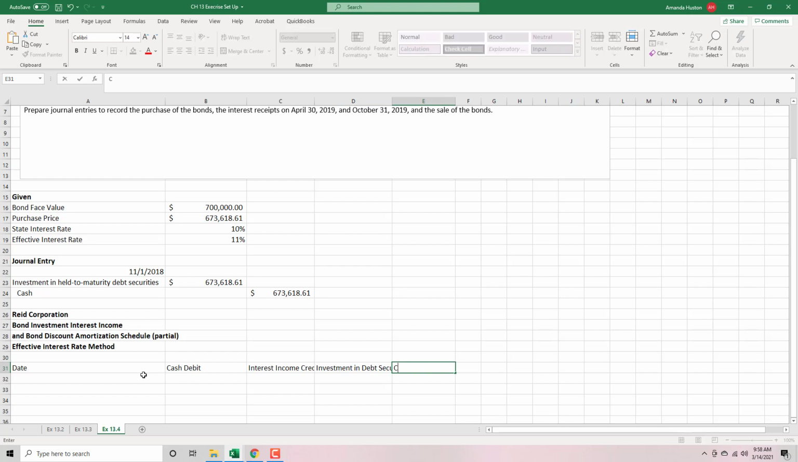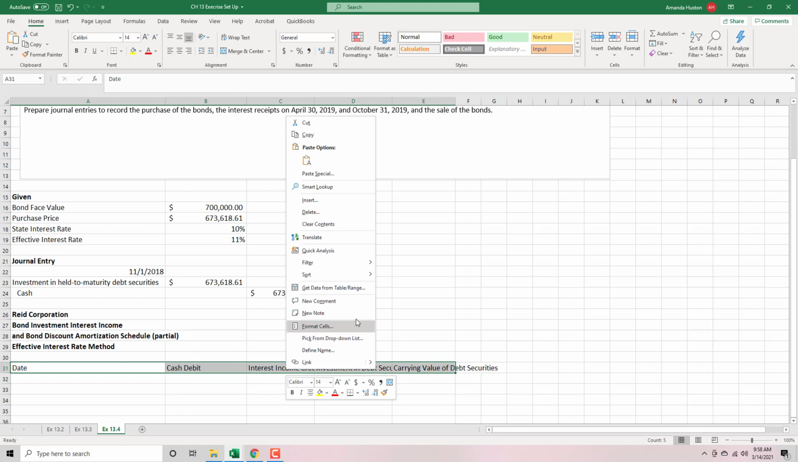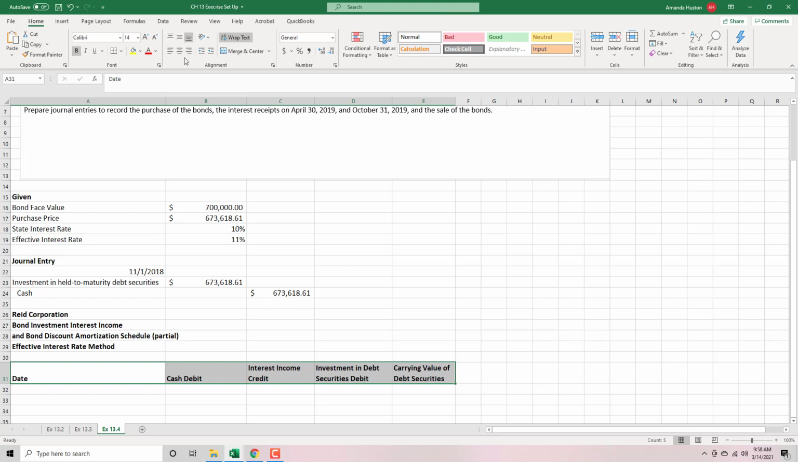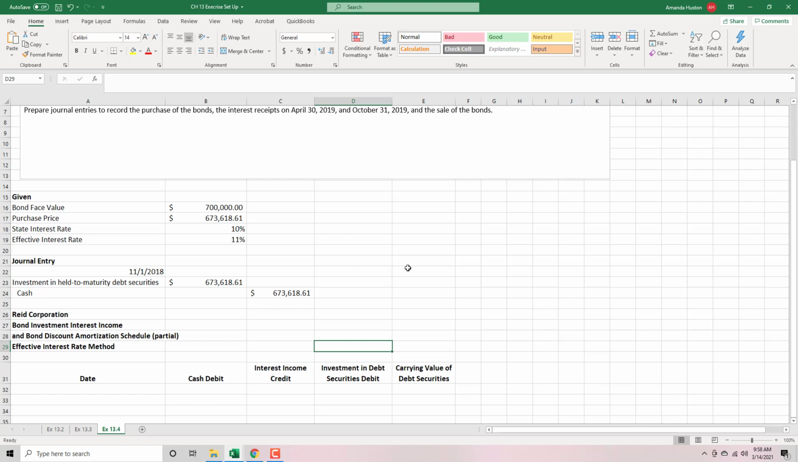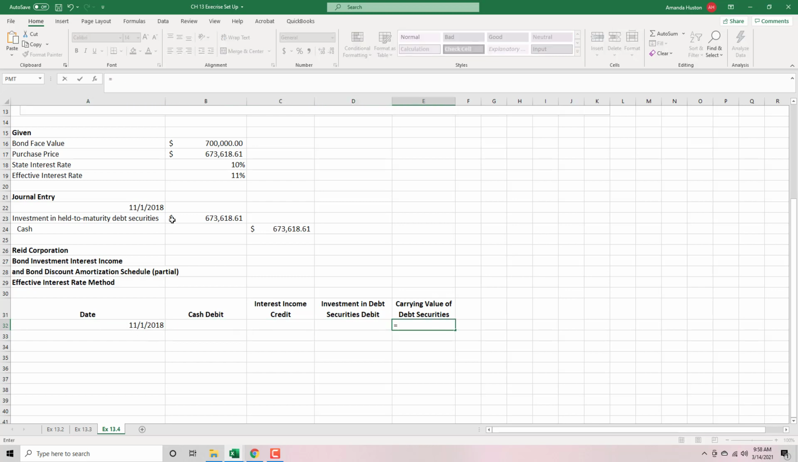And that is that. So on 11/1/18, we purchased the bond. So we have a carrying value of the purchase price. Then they pay interest on 4/30/2019. So on 4/30/2019, the cash debit is the bond face value times the stated interest rate, and it pays semi-annually, so times 0.5, or 35,000.